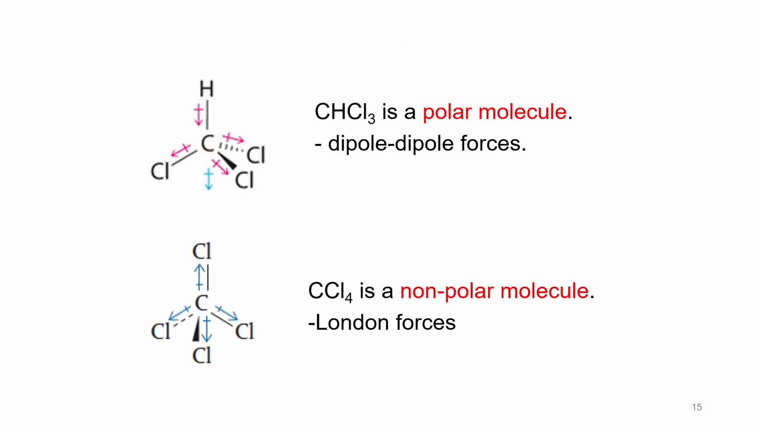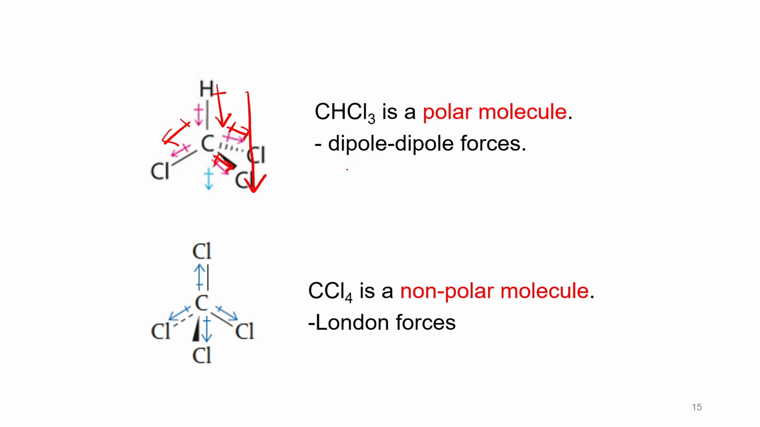CHCl3 is a polar molecule, because the cancellation does not occur. Dia tiada berlaku pembatalan polar. Jadi dia akan pergi ke arah carbon. The chlorines direct to carbon, and hydrogen directs to carbon. So the resultant dia akan pergi ke bawah. So CHCl3 is a polar molecule. Jadi kalau dia polar molecule, dia mempunyai dipole-dipole forces.